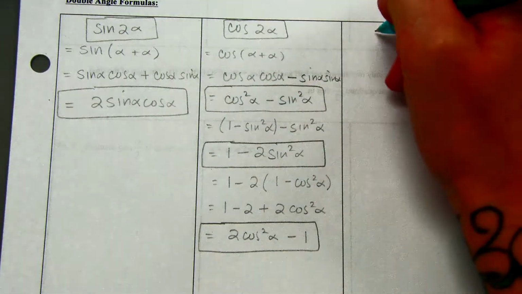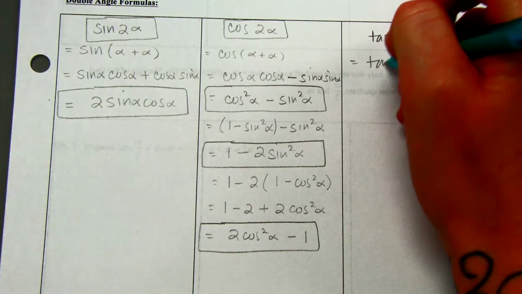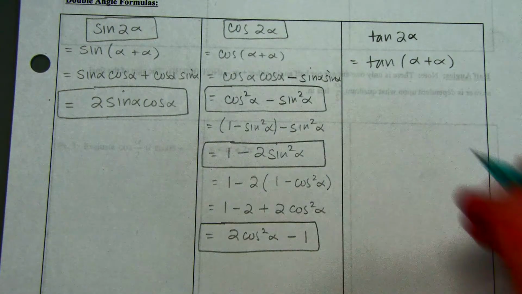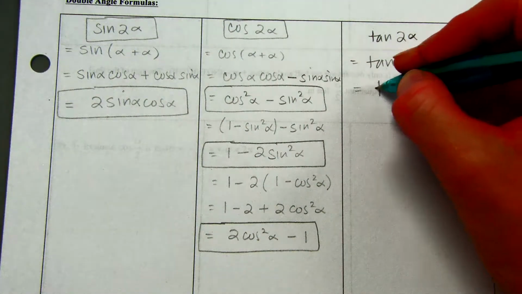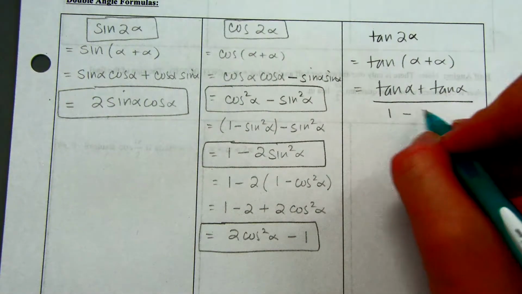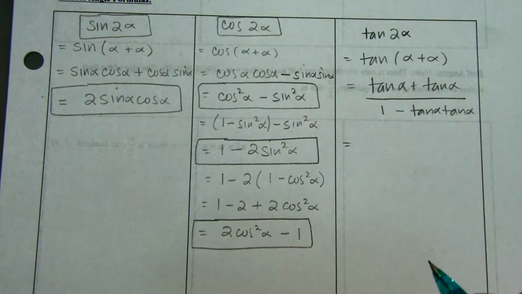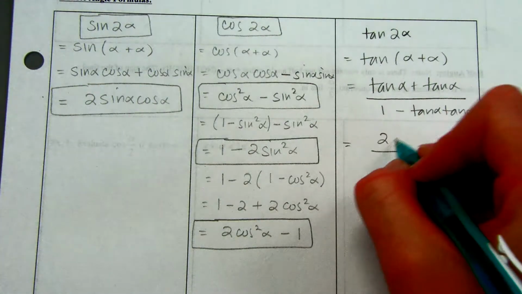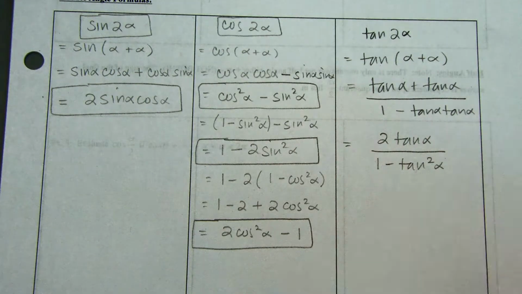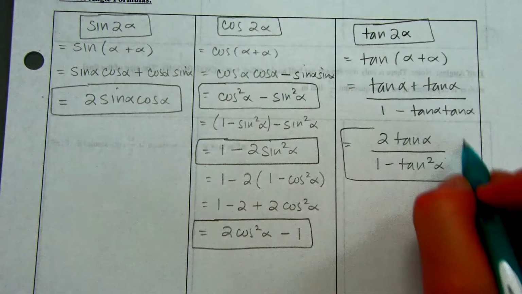Okay, so then for tangent double angle formula, this again means tangent of alpha plus alpha. And so then if we use our addition formula for tangent, this is going to be tangent alpha plus tangent alpha all over 1 minus tangent alpha times tangent alpha. So in the numerator, we've got 2 tan alpha and 1 minus tan squared alpha. So tan of 2 alpha is here.